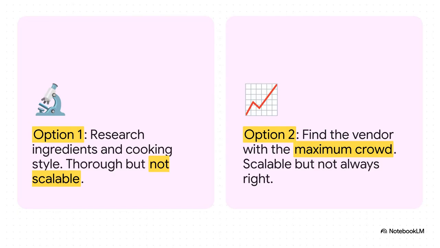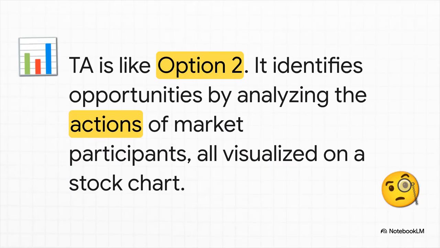You could go stall by stall, try to inspect all the ingredients, analyze their cooking techniques, and do all this deep, fundamental research to figure out which one is intrinsically the best. Or there's option two. You just stand back for a minute, look around, and go to the stall with the longest, happiest-looking line of people. You follow the crowd. And that right there is technical analysis.